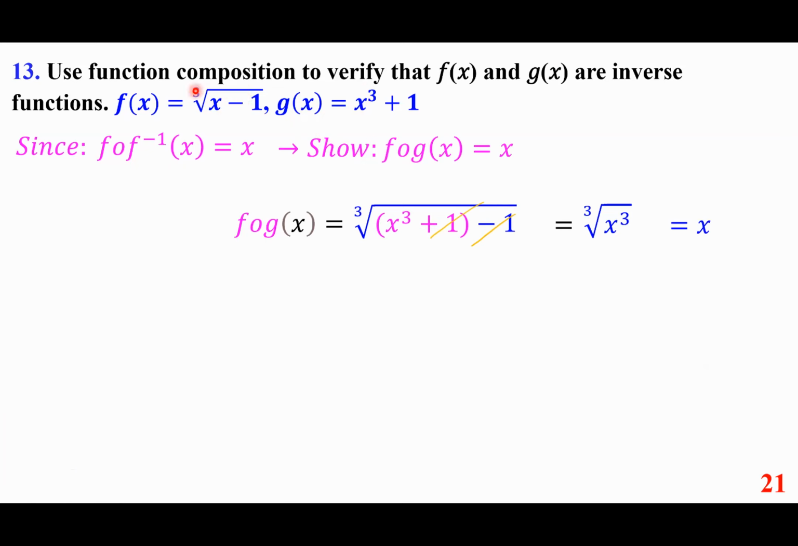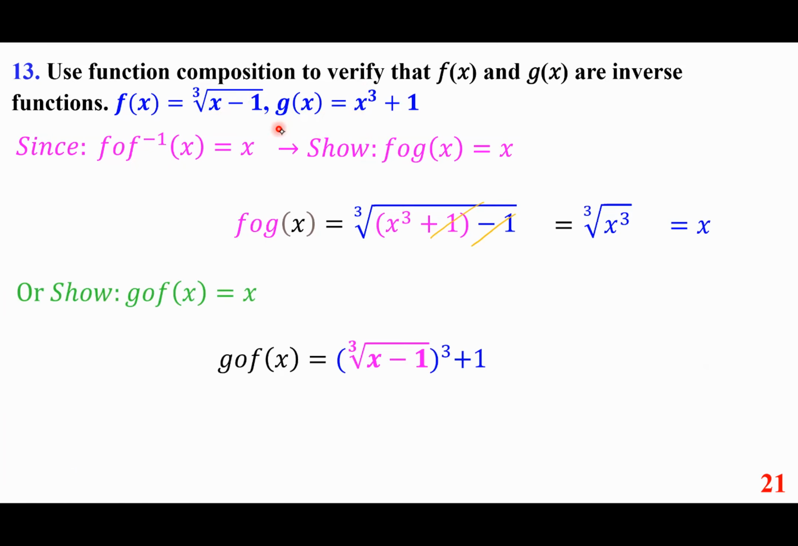replace the x with the expression cube root of x minus 1. And since you're raising this to the third power, it comes out as x minus 1. Negative 1 cancels out the positive 1 and you get x. So both ways, you proved it. And again, you don't have to prove it both ways. One is good enough.